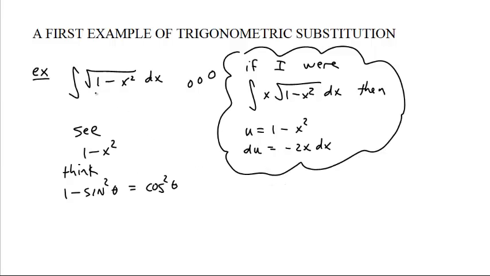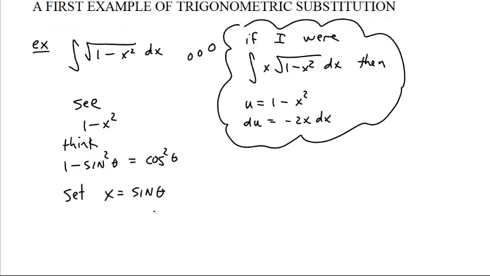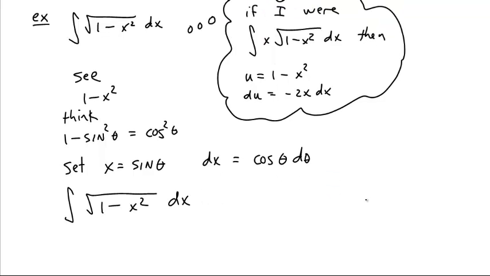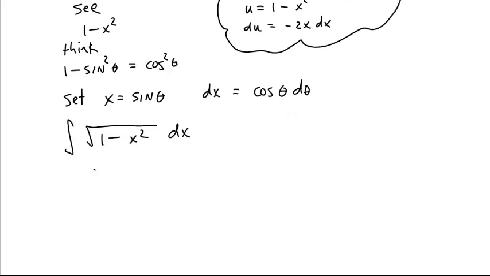Next you think, hey, I see 1 minus x squared, that makes me think of 1 minus sine squared as being cosine squared. So let's set x equal to sine of theta. That means that dx is the differential. Derivative of sine is cosine, so dx is cosine theta d theta. And that means that this integral that we're trying to solve, square root of 1 minus x squared, becomes square root of 1 minus sine squared of theta, and then the dx becomes cosine theta d theta.